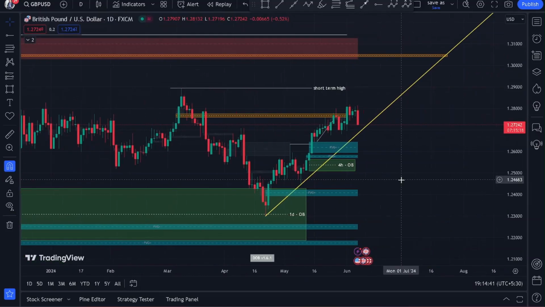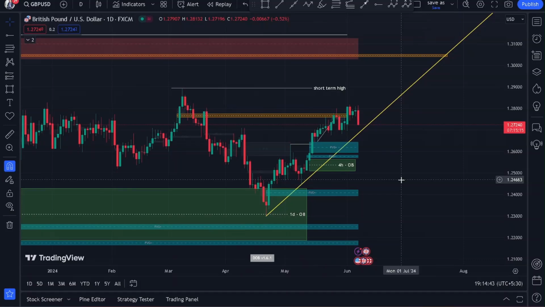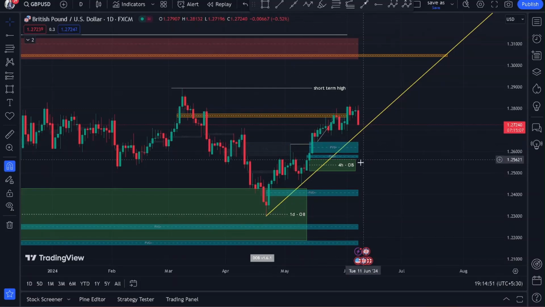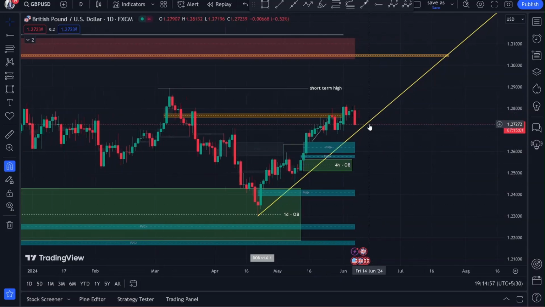On GbpUsd, we have some leftover fair values from the recent breakout structures. Also some order blocks from 4 hours which we have marked. They are still not mitigated. So this trend line could act as a liquidity. So price can break, take the FVG, mitigate the FVG, and then go back.